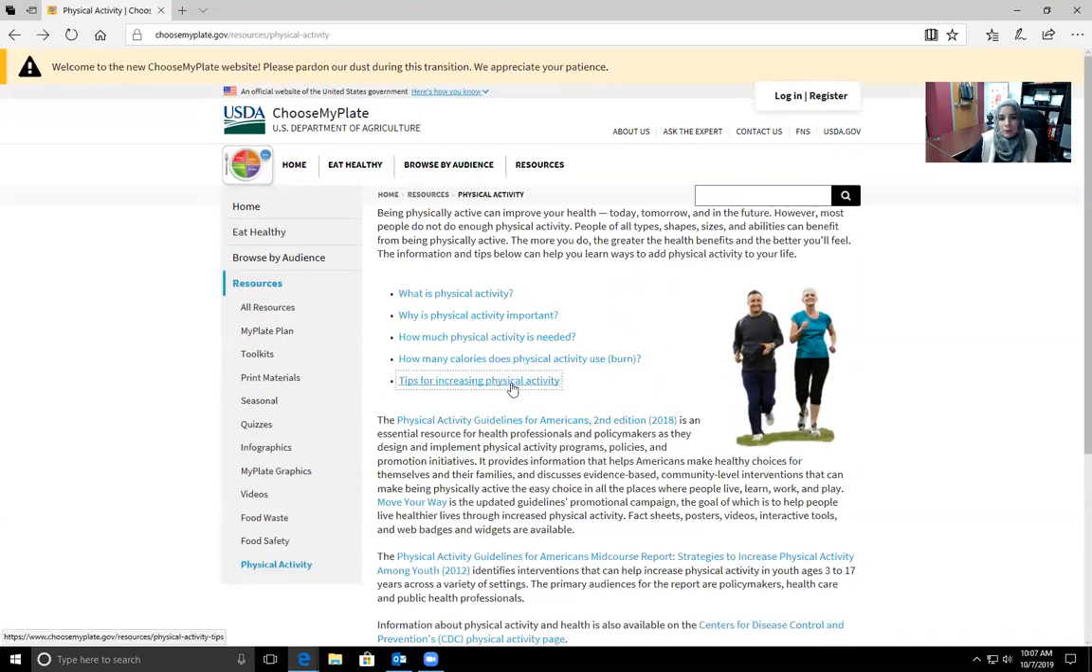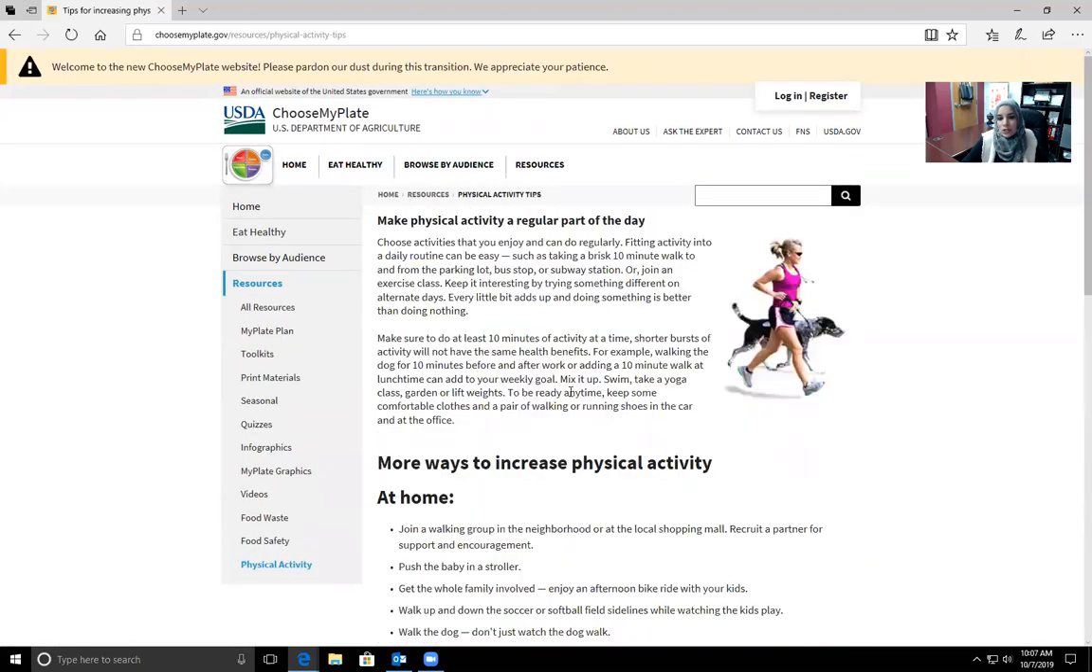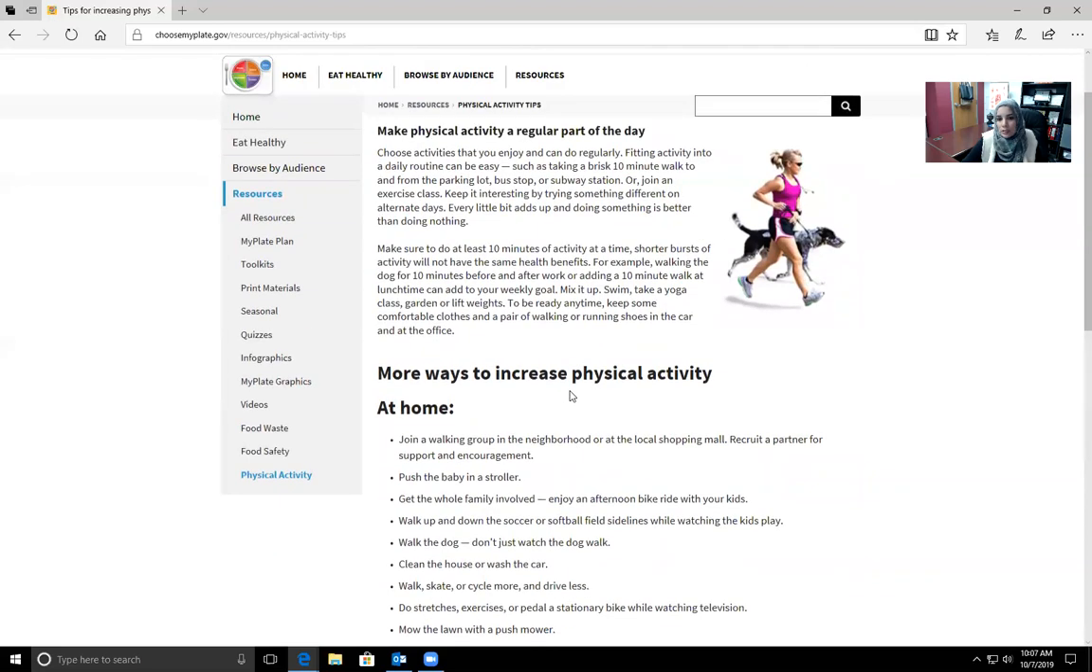And then tips for increasing your physical activity. So for increasing your physical activity, what do I need to do? We want people to be physically active all the time, but things happen. We either get sick, or we're not able to do the amount of activity we did in college.